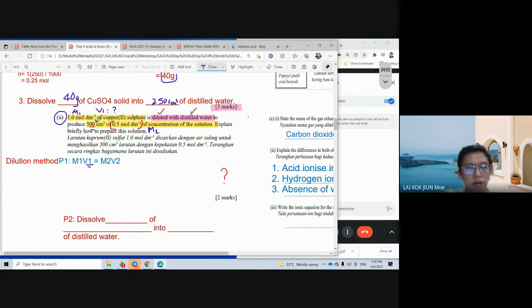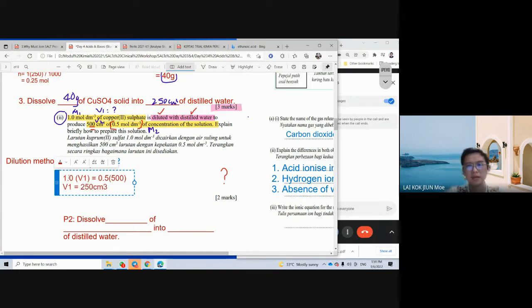Your volume 2 will be 500. Then you can continue already. 1.0 times V1, volume 1, you don't know, but you know 0.5 times 500, right? Then you know already, V1 will be 250 cm³. Then you need to prepare 250 cm³ of what? To prepare this new solution, you need to dissolve 250. Very good, very good.